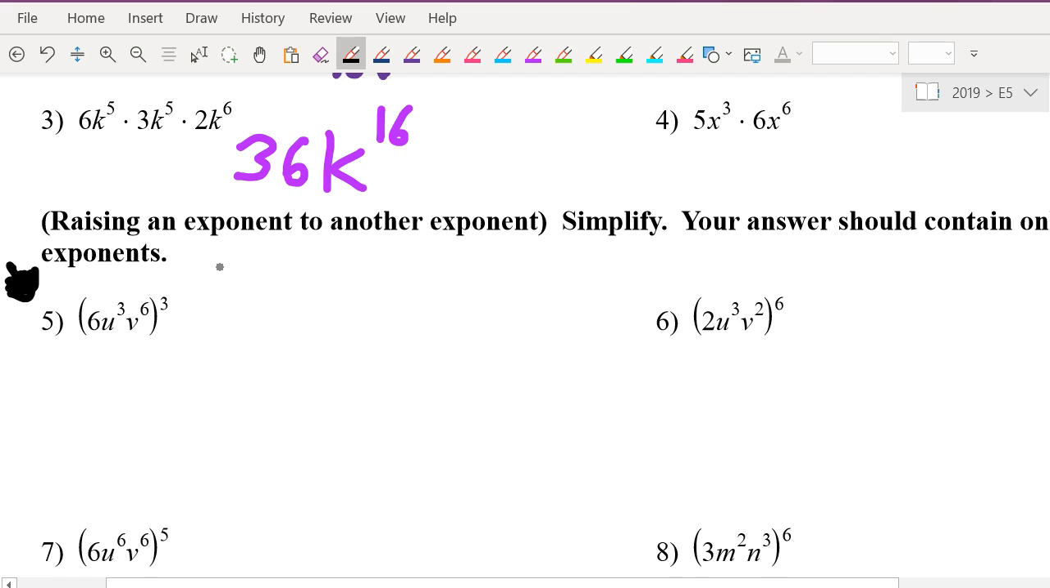Okay. Now, is she right or wrong for the V? She's right. But why is she right? Because you have to multiply the powers. Yeah, but why? Because it's in parentheses.